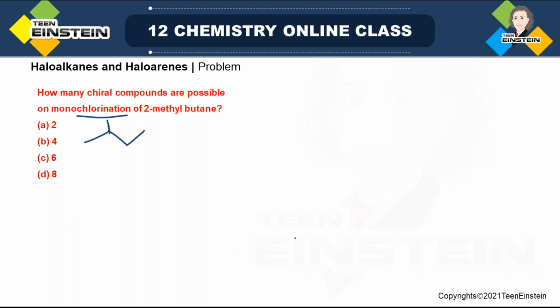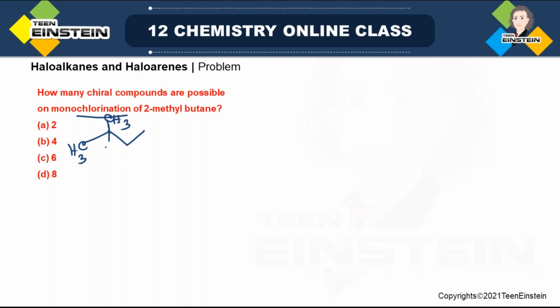Now in this molecule, how many different types of hydrogens are there? Because if there are 3 types of hydrogen, obviously 3 types of product formation are possible. If there are 4 types of hydrogen, 4 types of monochloro compound you will get. Fine. Now if you look carefully, these two CH3 groups, total 6 hydrogens are there. So all these 6 hydrogens will have the same kind of nature. So any of these hydrogens can be replaced by Cl and you will get a similar product.